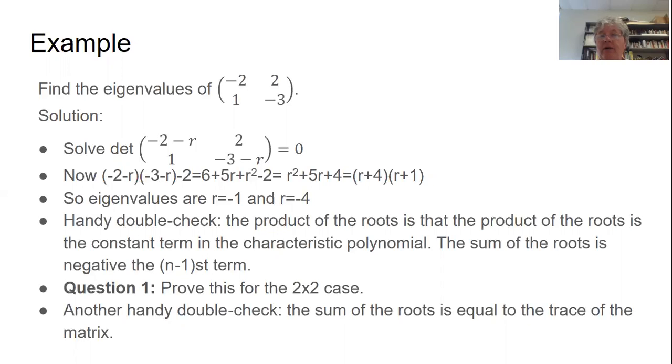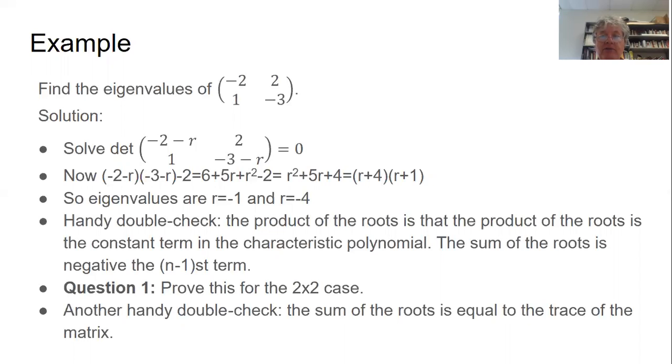Okay, so I'd like you to prove that for the 2 by 2 case. That should just be a 2-line proof. So in this case here, minus 1, minus 4, we multiply them, we get 4, that's the constant term. We add them, minus 1, minus 4 gets minus 5. Negative of that is 5, which is the linear term of that quadratic equation.